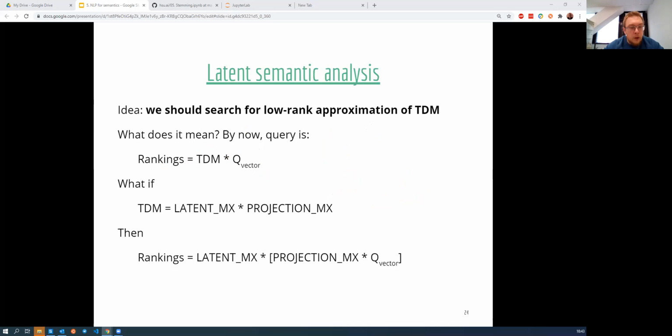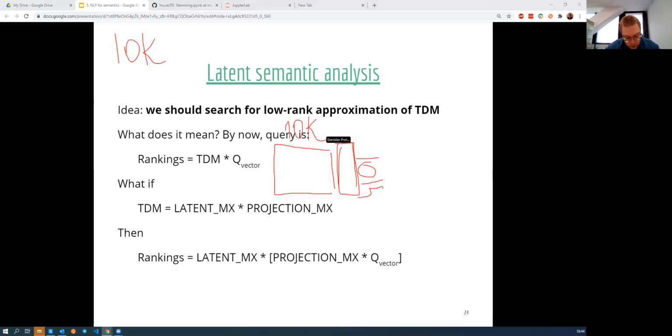And we want to do the low rank approximation. What does it mean? We want to split our term document matrix into two matrices of lower rank. Let me draw. For now, the procedure looks like this. Imagine we have the query vector, and let's say we have 10,000 words in our lexicon, so 10K here. That means this matrix is 10K here.